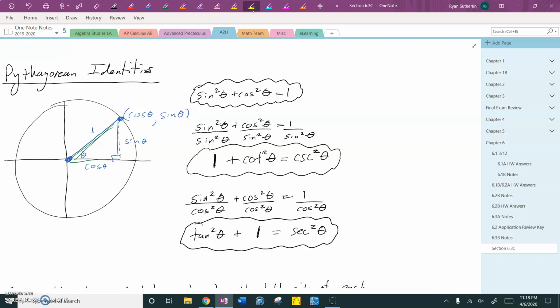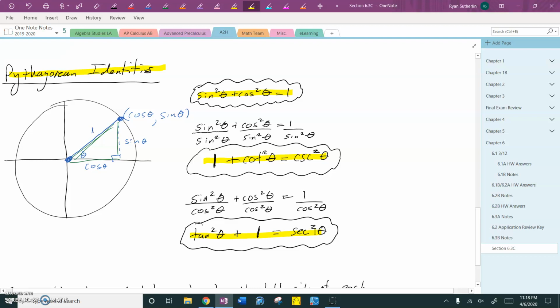So the Pythagorean identities are based on the Pythagorean theorem. And we start with the sine squared plus cosine squared is 1. If I divide each of these three terms by sine squared, it simplifies to 1 plus cotangent squared equals cosecant squared. And if I started with the original and divided everything by cosine squared, we get tangent squared plus 1 is secant squared. Those are the three Pythagorean identities.